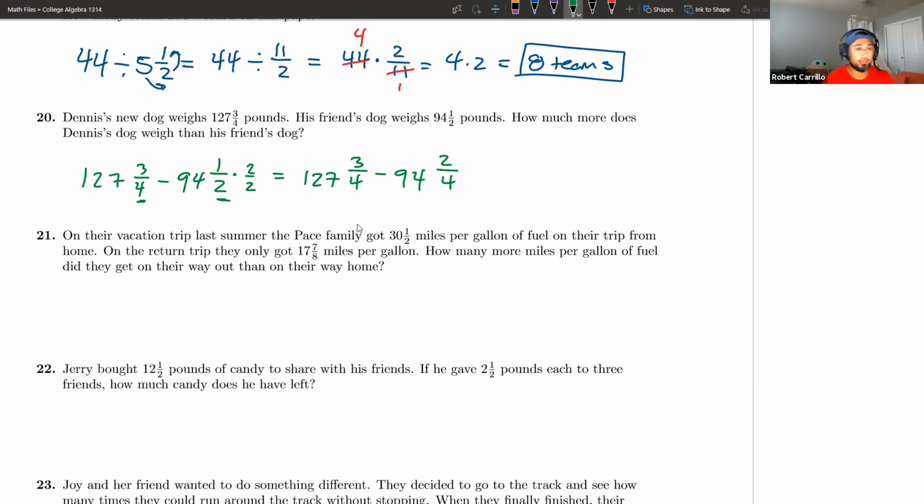All right. 127 minus 94. What is that? 31? I think so, right? 31.75 minus 2/4 gives me 1/4. So Dennis's dog weighs 31.25 pounds more. 33, sir. Oh, 33, sorry. 7 minus 4 is 3. Where did I get 1 from? See? Good. Somebody has to catch my mistakes.